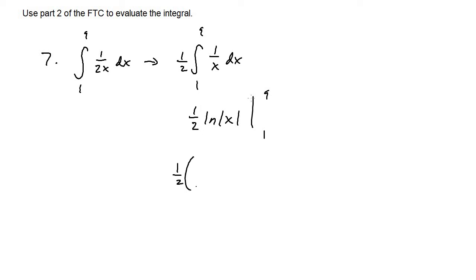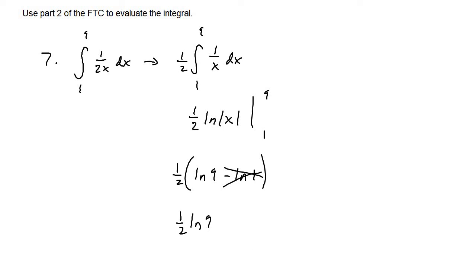So we get 1/2 times, when I plug in 9 for x, we get natural log absolute value of 9, which is just natural log of 9, minus, when I plug in 1 for x, we get natural log absolute value of 1, which is just natural log of 1. Now natural log of 1 is 0, that will cancel, and so we're left with 1/2 ln of 9.